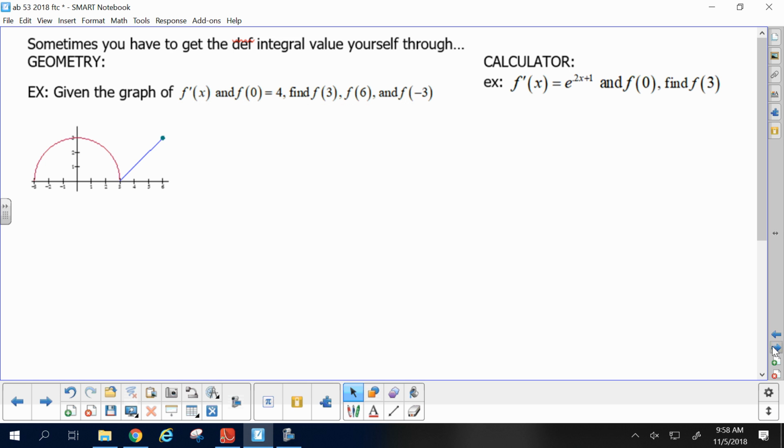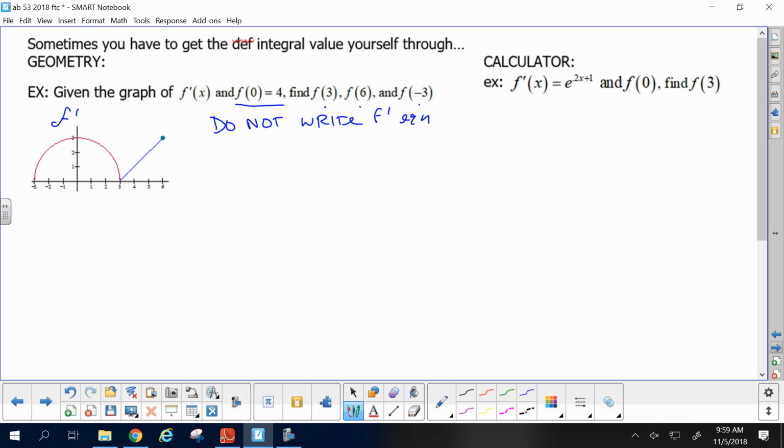It's very common that you're asked to demonstrate your fundamental theorem knowledge with a combination of geometry problems, all right? So this is the graph of f prime. And I give you a couple of facts. F at 0 is 4, and they want f at 3, f at 6, and f at -3. Now, it is definitely not the intention. Do not write the equation and integrate. That is not the intention.